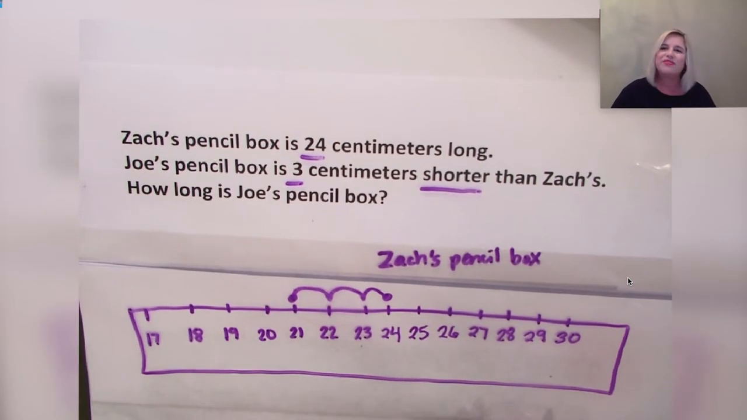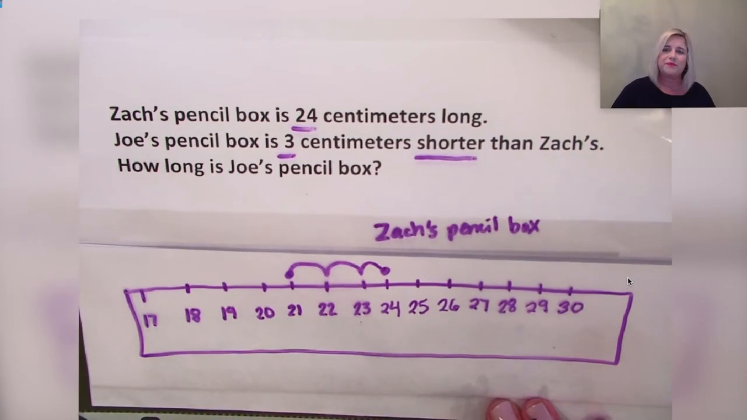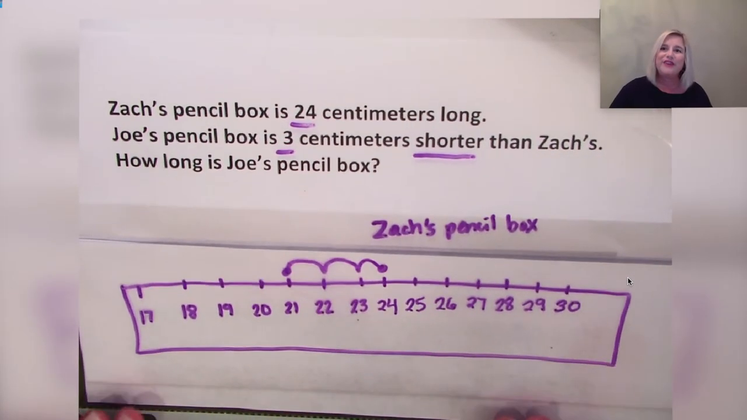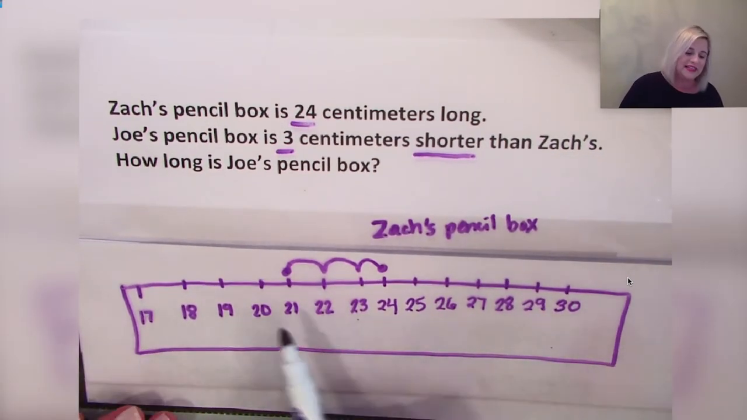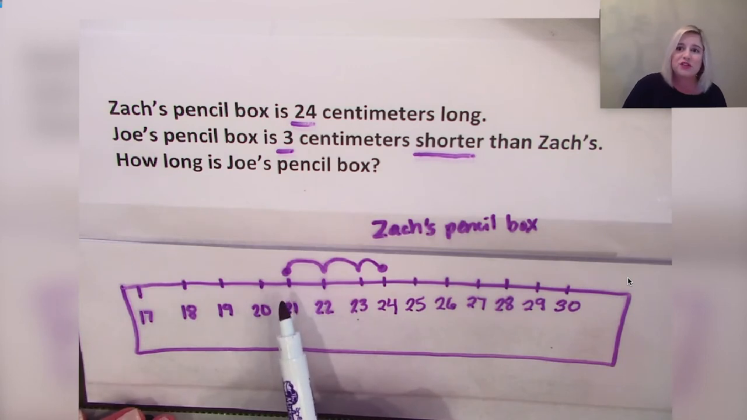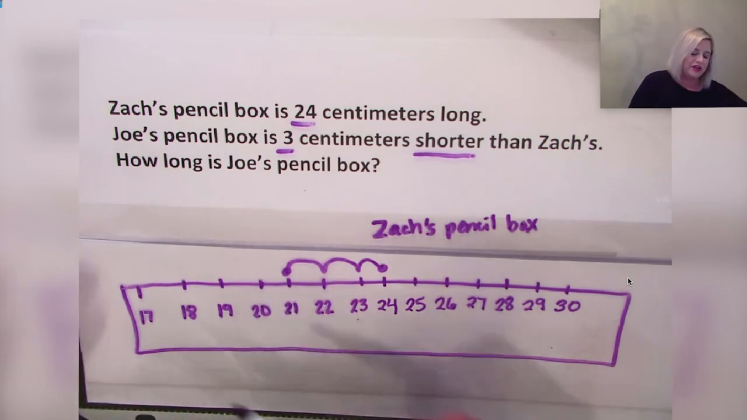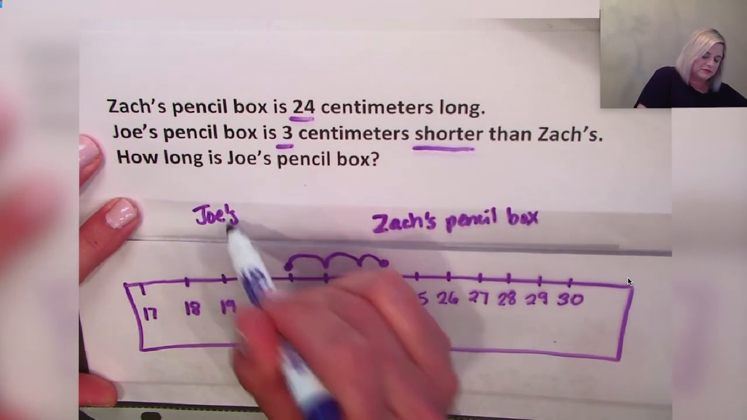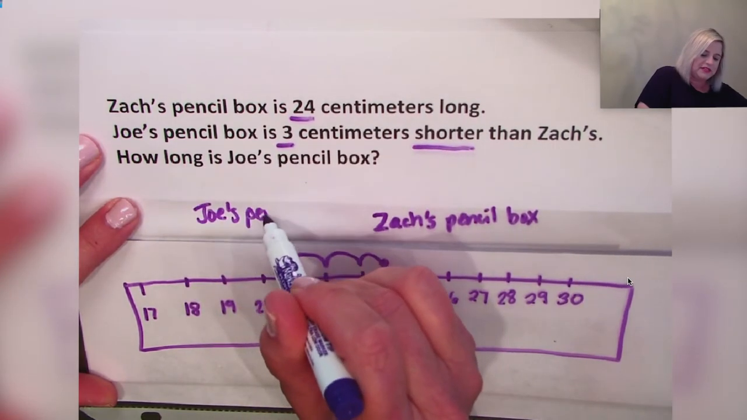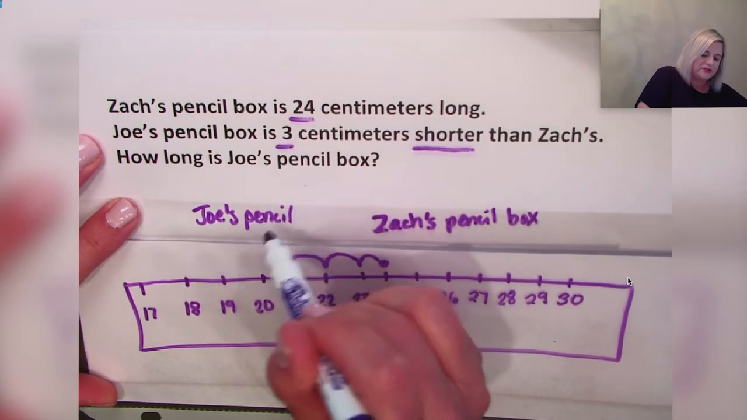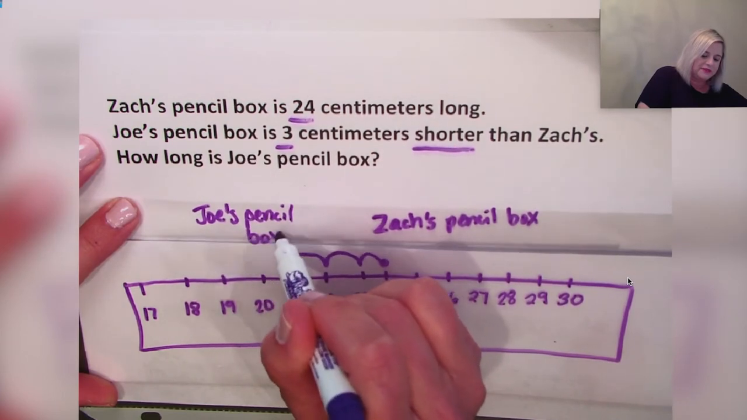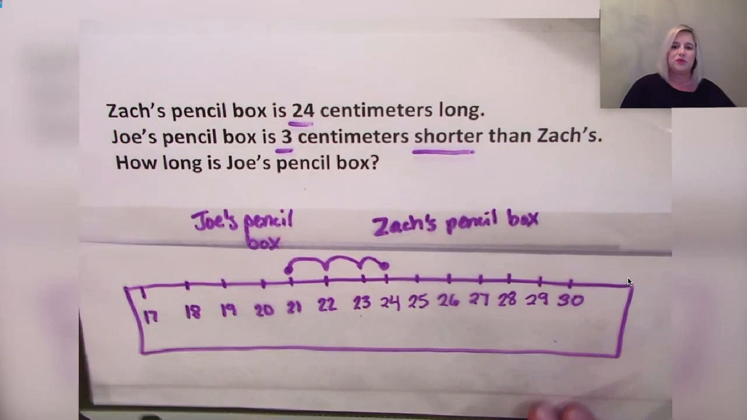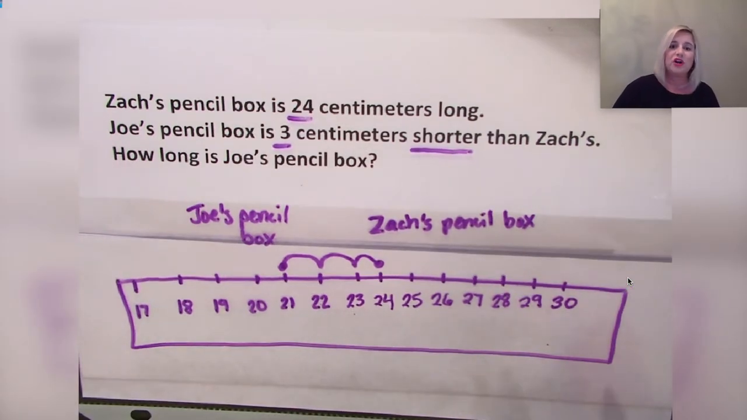So tell me what that means, landing on 21. Very good. It means that this is how long Joe's pencil box is. Very good, boys and girls. It tells us that Joe's pencil box is 3 centimeters shorter. And we started at 24 because that was Zach's pencil box.